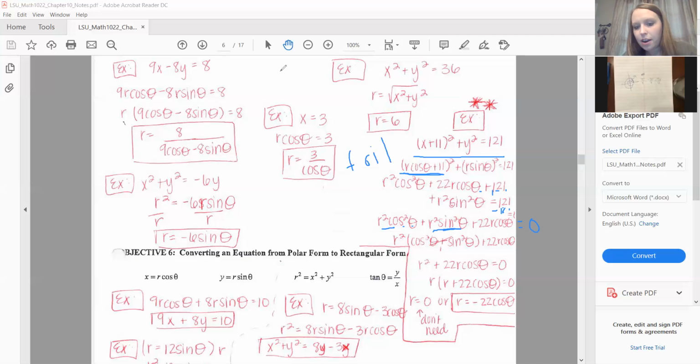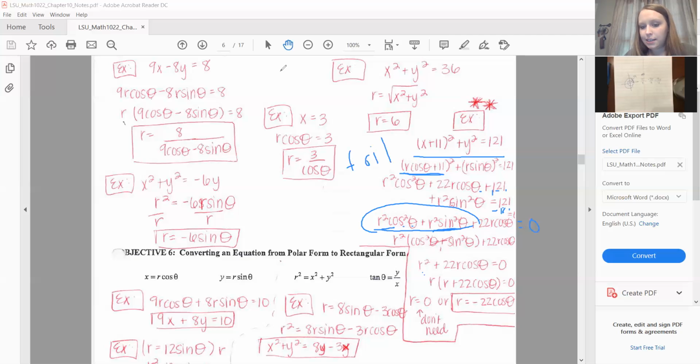Okay, so from here, they both have r squared in common, so I took that out. And I get cosine squared theta plus sine squared theta, which is a Pythagorean identity. So those cancel and give me 1. So basically I have r squared plus 22r cosine theta equals 0.